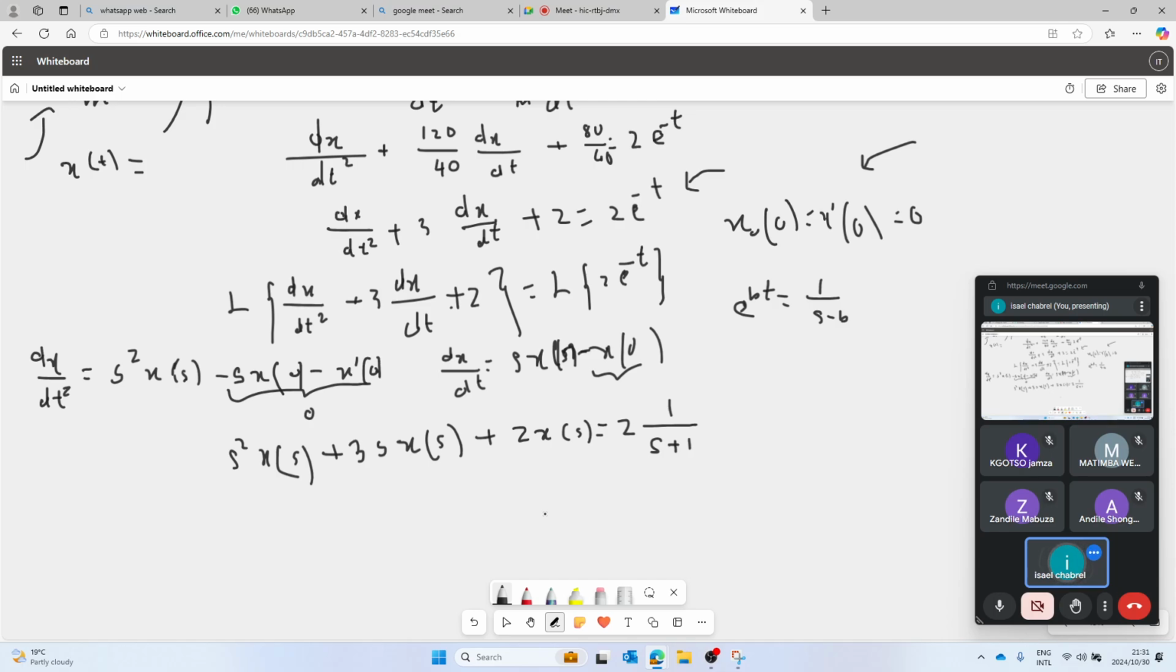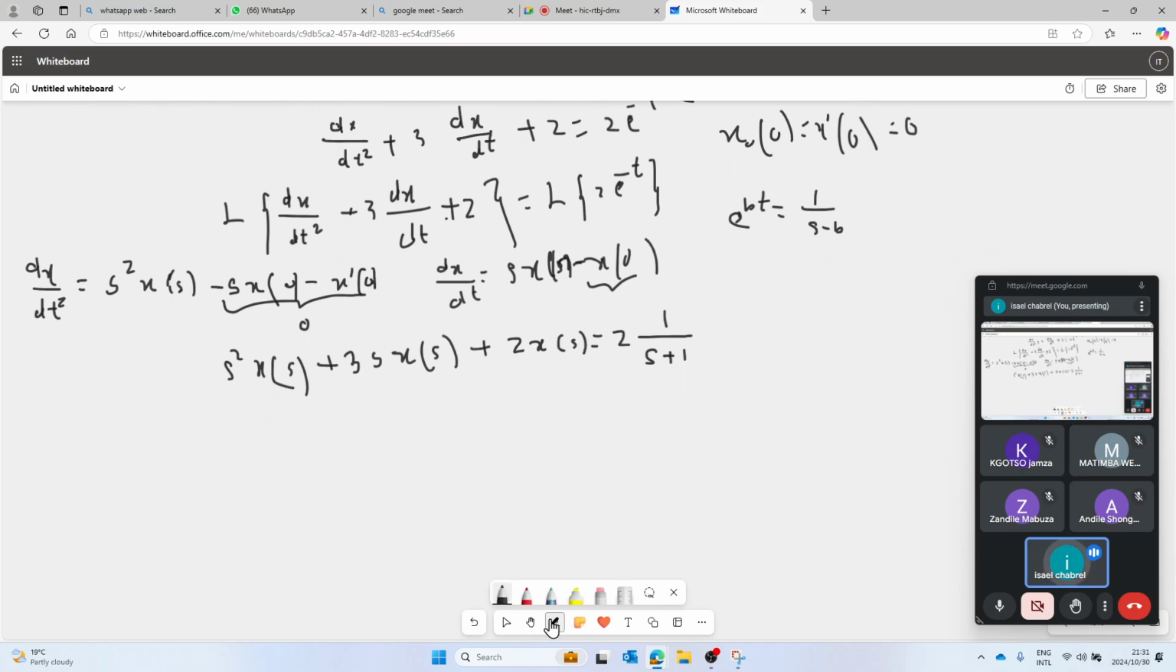Any question, guys? This is literally math. It's pure mathematics. There's no mechanics applied here or trying to study how the movement is affecting. We are simply doing the math. Now, what do we do next? We can make X(s) the subject of the formula. We are simply solving the Laplace, guys.